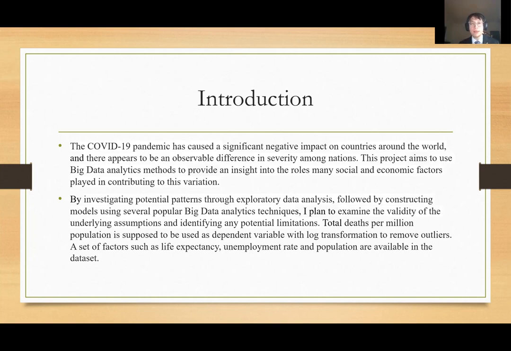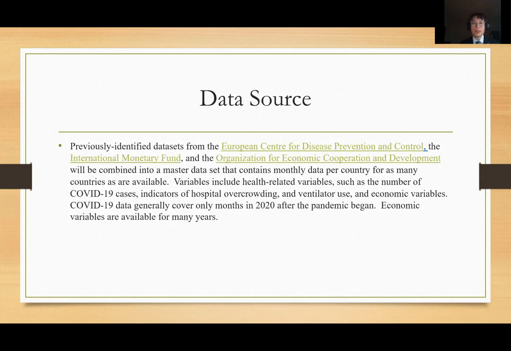This project aims to use big data analytics method to provide insight into roles many social and economic factors played in contributing to this variation. So here is our data source. The coronavirus-related data generally comes from European Center for Disease Prevention and Control, and the economic-related data comes from IMF and Organization for Economic Cooperation and Development.